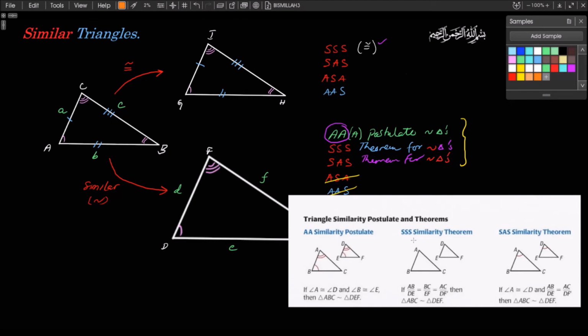Now, what the side, side, side similarity theorem states is that if you have two triangles such that all three sides are not congruent but proportional, then the two triangles are similar. And what the side angle side similarity theorem states is that if you have two triangles such that two of the corresponding sides are proportional and the included angle is congruent, then the triangles are similar. So really, there are only three ways to prove triangles to be similar, and that's quite easy.